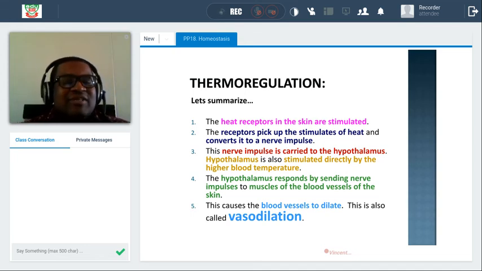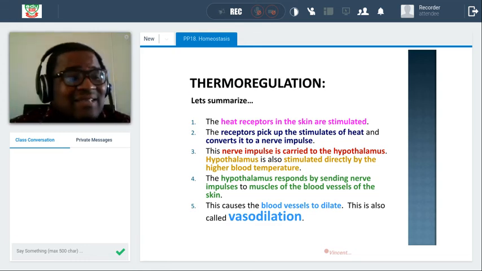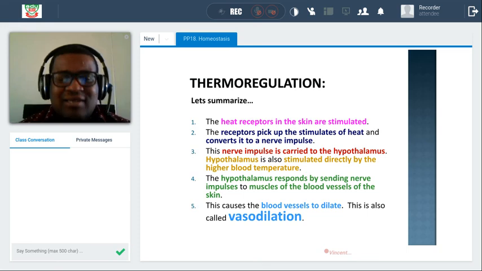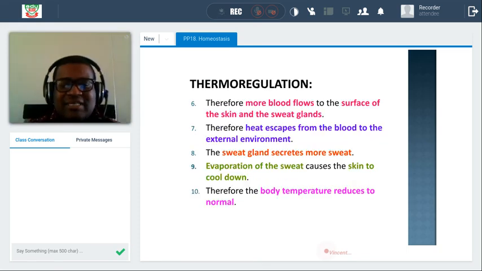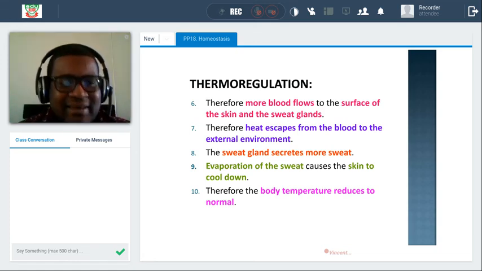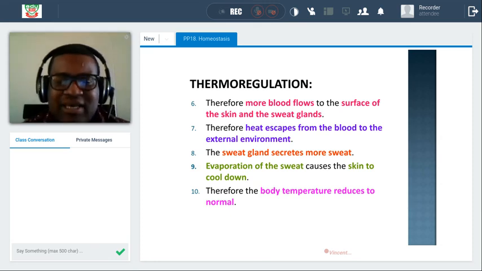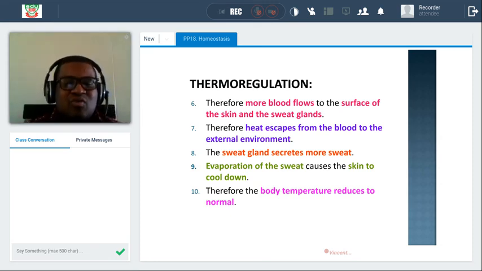This causes the blood vessels of the skin to dilate. That is why when a light-skinned person is doing sports, you see the skin is red, because it dilates for more blood to flow to the surface of the skin. Therefore, heat escapes from the blood by radiation. The sweat glands secrete more sweat. Evaporation of the sweat causes the skin to cool down. Therefore, the body temperature reduces to normal.